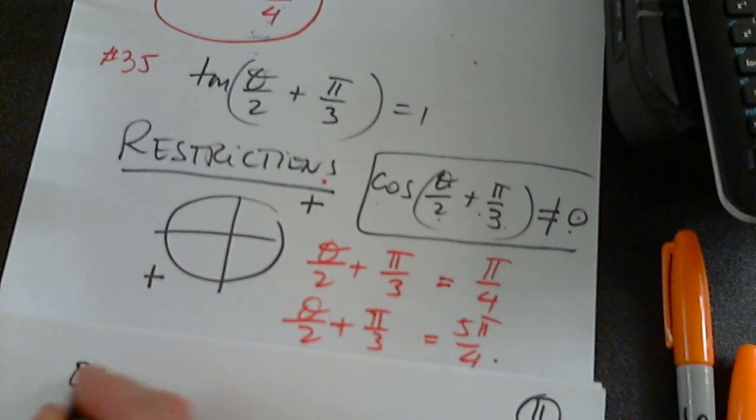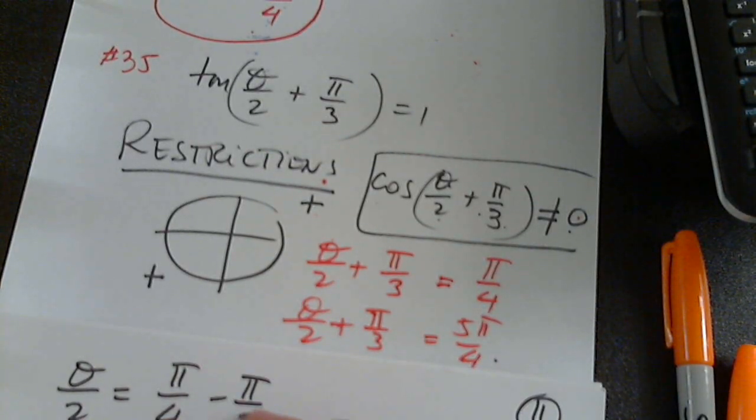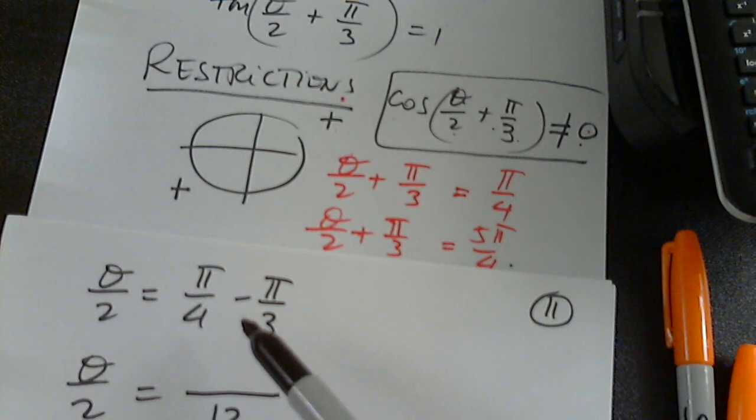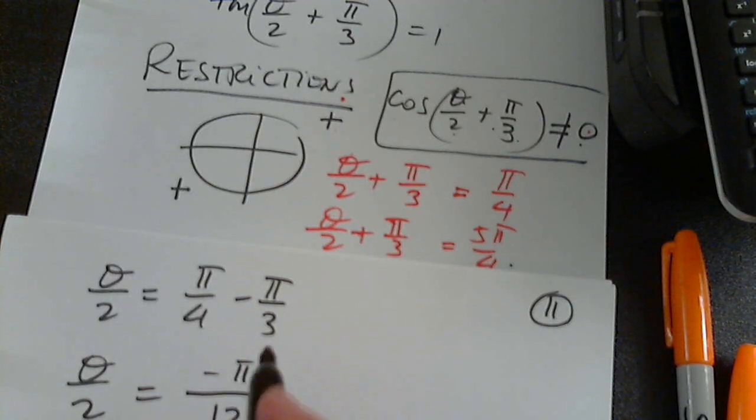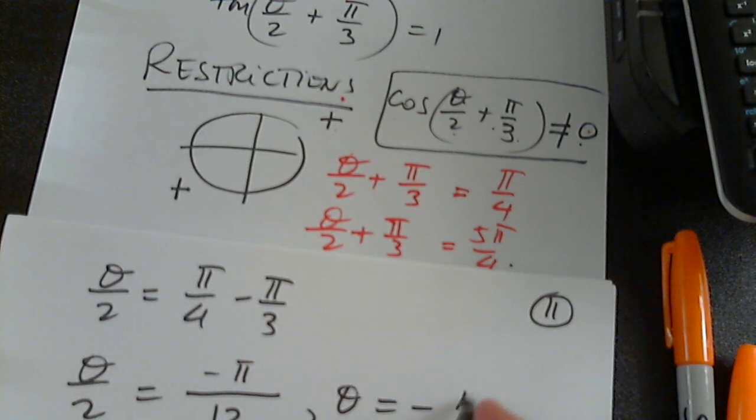So theta over 2 equals pi over 4 minus pi over 3. The least common denominator is 12. So 3 minus 4 is negative pi. And multiply both sides by 2. Theta equals negative pi over 6.